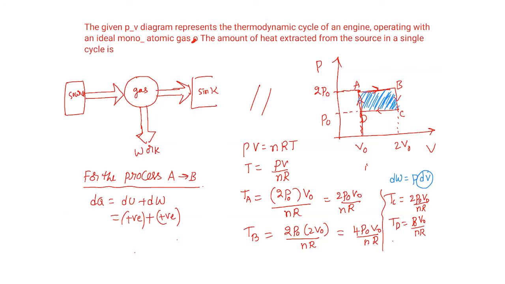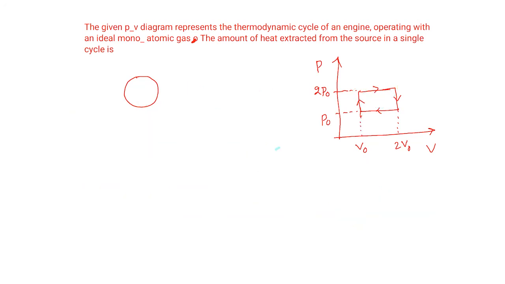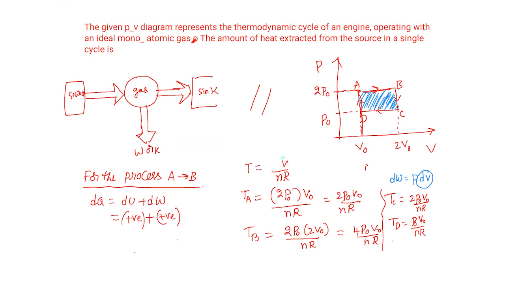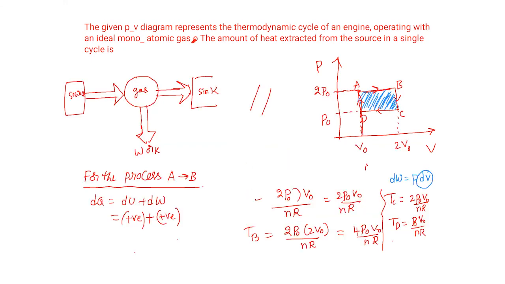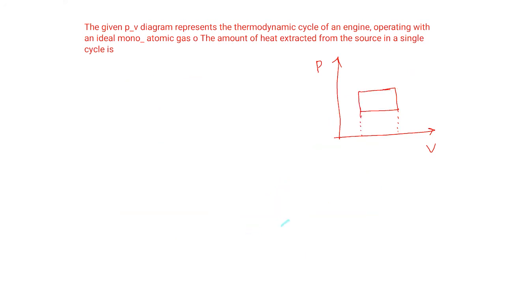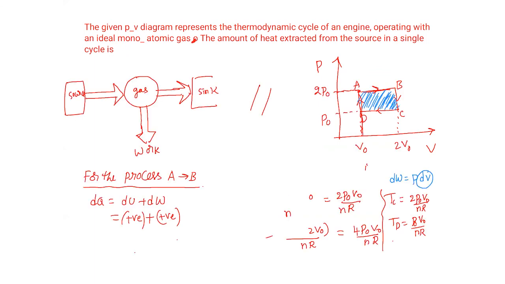Now come to process BC. In the BC process, what is happening to the temperature? What is the temperature at B? 4P0V0 by nR. And what is the temperature at C? 2P0V0 by nR. So what is happening to temperature, children? Decreasing. So temperature is decreasing in the process B to C.